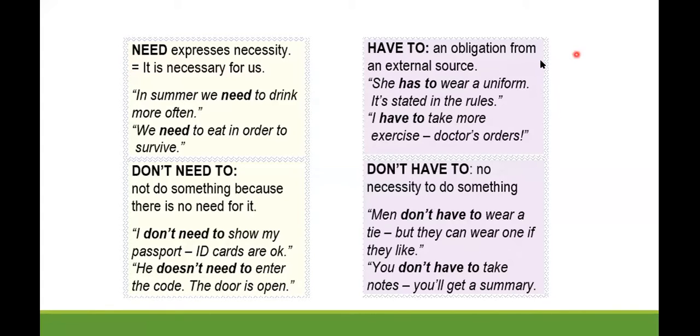Okay, let me see. I need a volunteer to help me reading the examples. Necesito un voluntario para los ejemplos. Thank you, Carlos. In summer, we need to drink more often. We need to eat in order to survive. Okay, thank you. Carlos, can you choose another person, please?